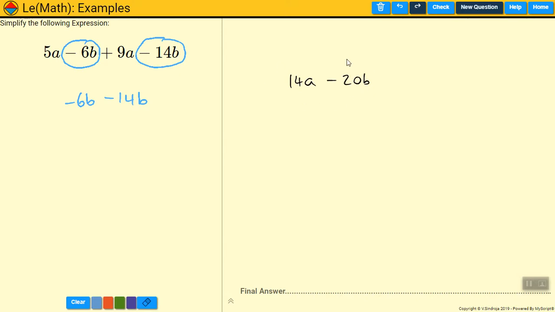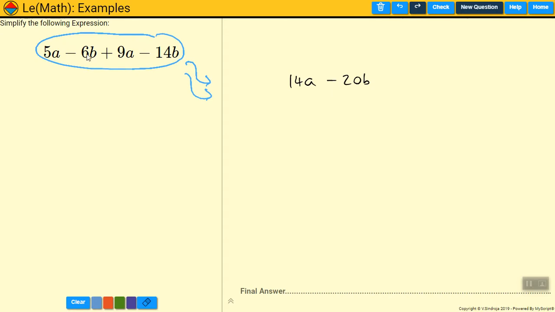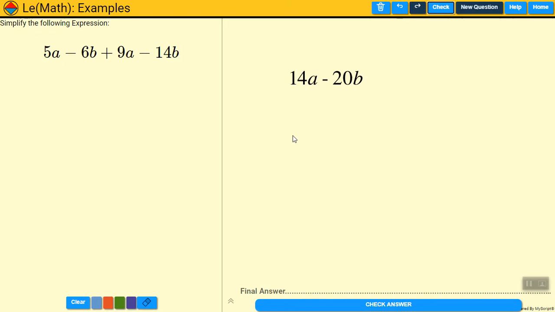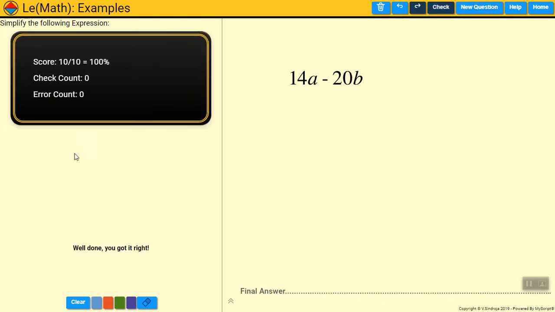Okay, so this here is the answer. This is the simplified version. So basically, this is the original expression, and this expression on the right is just the simplified version of that. Okay, so let's check that. Let's check the answer. Lo and behold, we got it right.